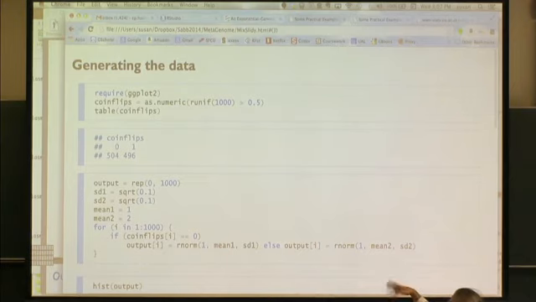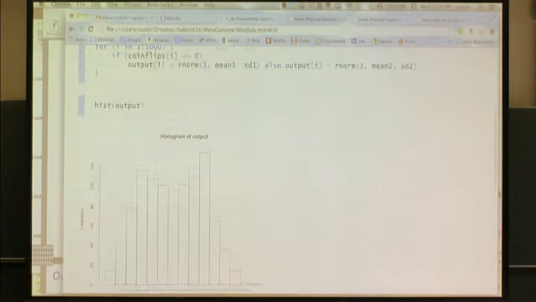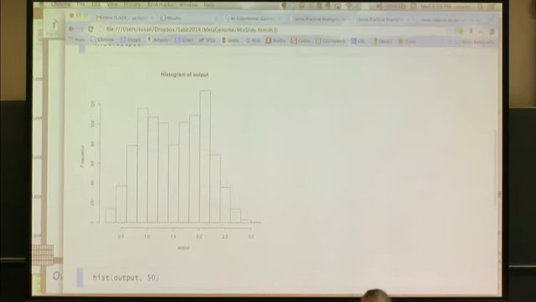Here I flip a coin by taking random uniforms and looking at whether they were bigger than a half. Then I look at a table of coin flips. The one I got here was 504 versus 496. And then for the zeros, I'm going to generate the first normal, and for the ones, I'm going to generate the second one. And the important thing is what you get at the end.